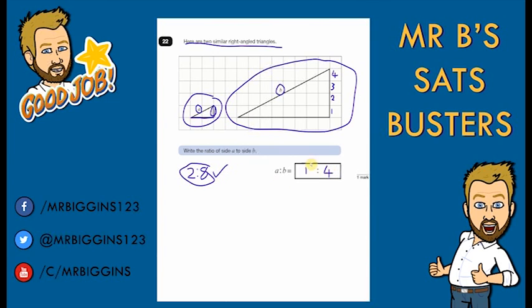And you have to be careful. If you got your numbers mixed up, 4 to 1 or 8 to 2, you wouldn't get the marks. Okay. This is how you work out ratios, and it's quite easy if you just study them for even just a little bit.